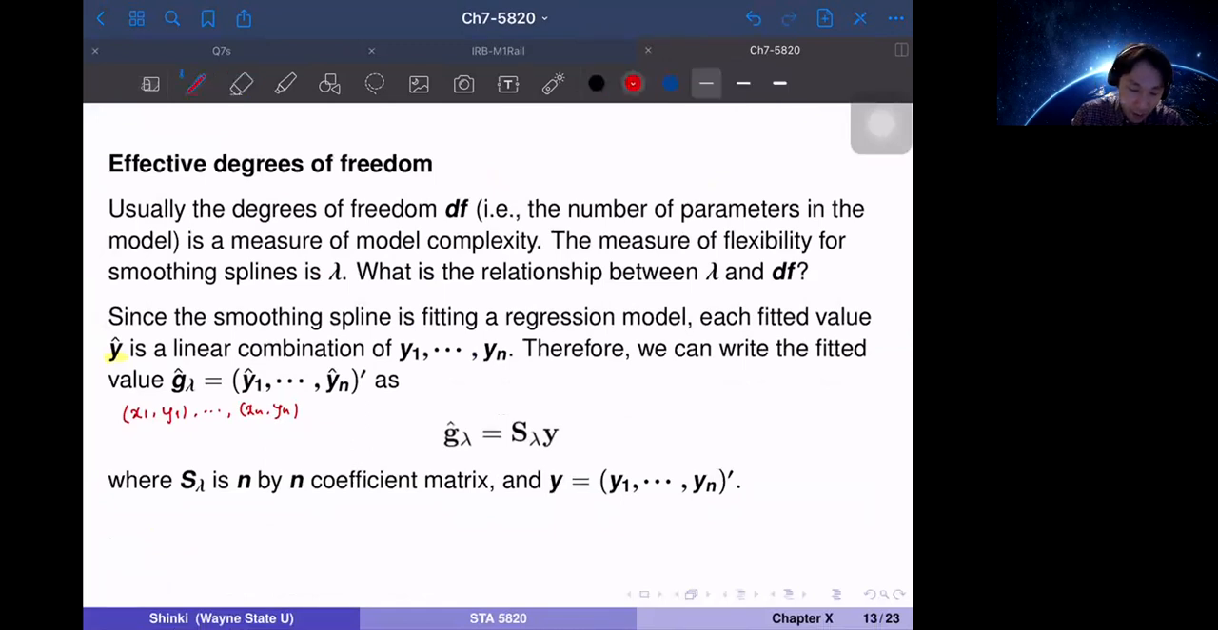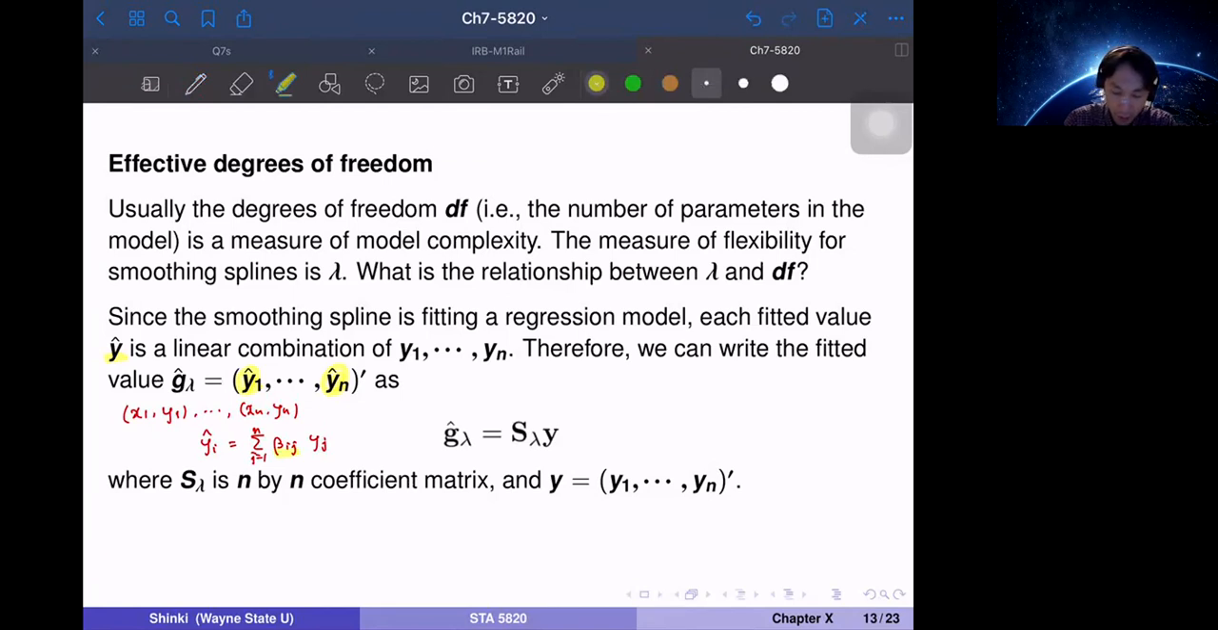Suppose we have x1, y1 to xn, yn. Then we estimate y1 hat to yn hat by the basis spline, the smoothing spline. So we get y1 hat to yn hat first. Then we have y1 to yn, those are actual observations. Then we can solve the equation: y_i hat is equal to the summation of beta_ij times y_j, the observation y_j, where j is equal to 1 to n. Then we can solve the system of linear equations and determine beta_ij.